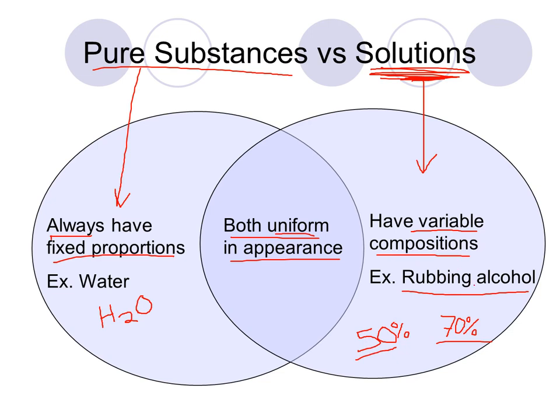You can't see the alcohol in the water. They look the same, so they still are homogeneous. They are uniform in appearance. But rubbing alcohol is not a pure substance because it does not have a fixed proportion. You can vary the amount of alcohol to water.